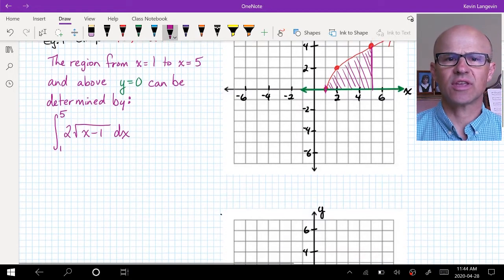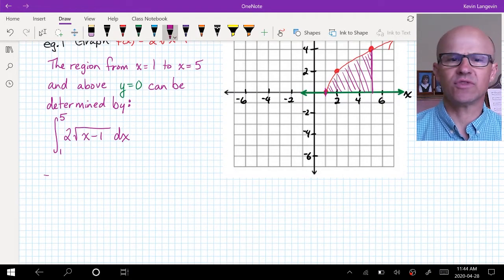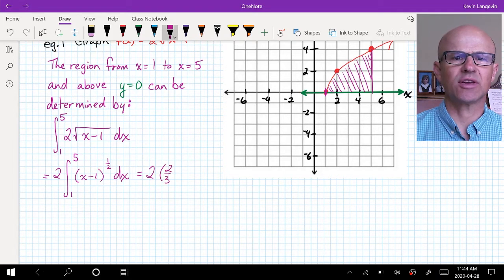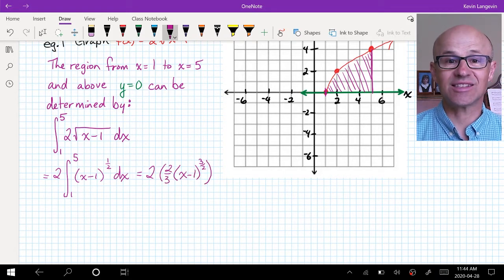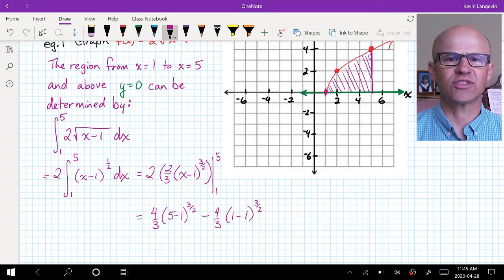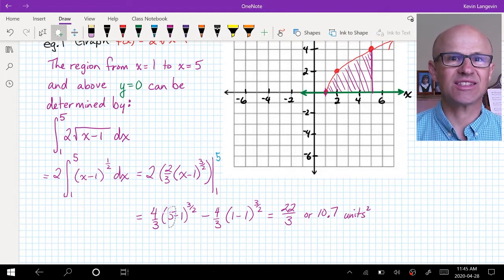To actually do the calculation, I'm going to move the 2 out in front this time as a constant. I'm going to do the antiderivative, which is 2/3 times x minus 1 to the 3/2. And instead of the plus c, I'm plugging in the 5, getting an answer, and subtracting, plugging in the 1. I'll make sure that you can see where these 1s and 5s actually come from, but essentially this ends up being 10.7 units squared. If my graph was measured off in centimeters, I could say centimeters squared.